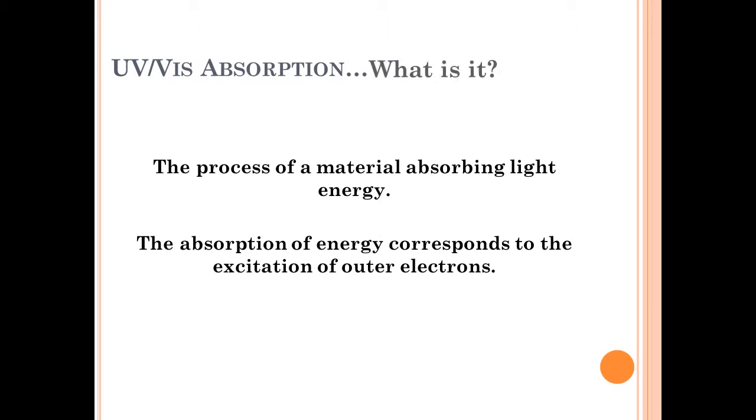UV-vis absorption in materials is accomplished by the interaction of light with the valence electrons in the material. Incident light is absorbed by the electrons, which causes them to be excited to higher energy states. The difference in energy between the electron's ground state and excited state is necessarily equal to the amount of energy taken from the incident photons.